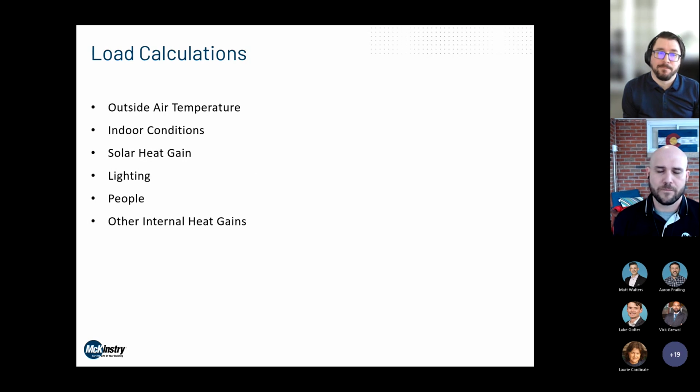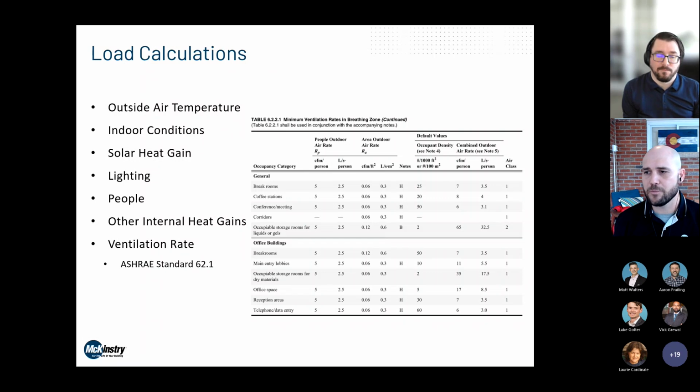The next thing that's related to people, and we're done with internal heat gains, but the thing that needs to be accounted for when you're sizing a system is the ventilation rate. And ventilation rate is governed by a different ASHRAE standard, 62.1. And you get to look up this table. This table goes on for several pages of that standard, where it depends, obviously, on the number of people, their activity level.